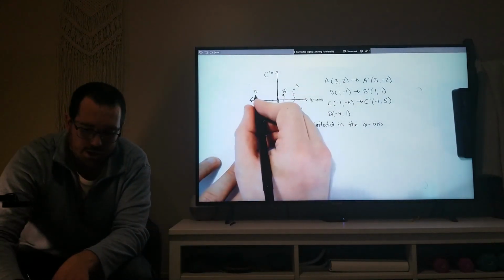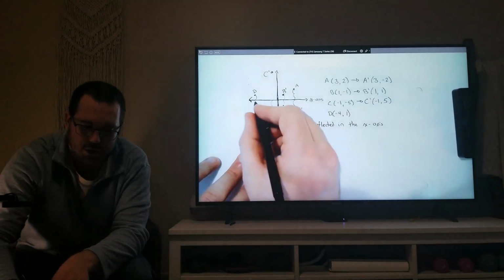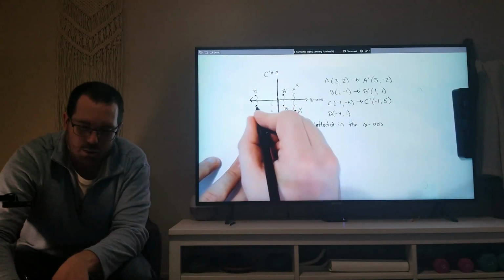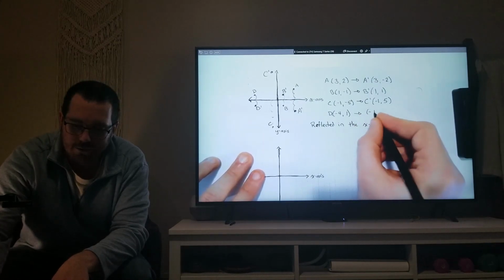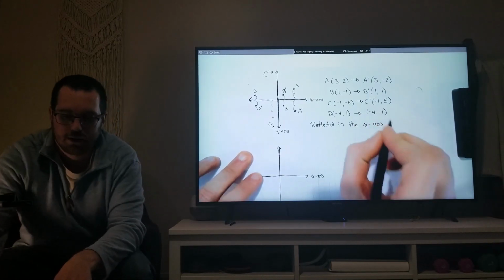D is all the way over here. It is also only one spot away from the reflection line. I continue that one spot away, and I have my new reflected point D, which is at -4, -1.